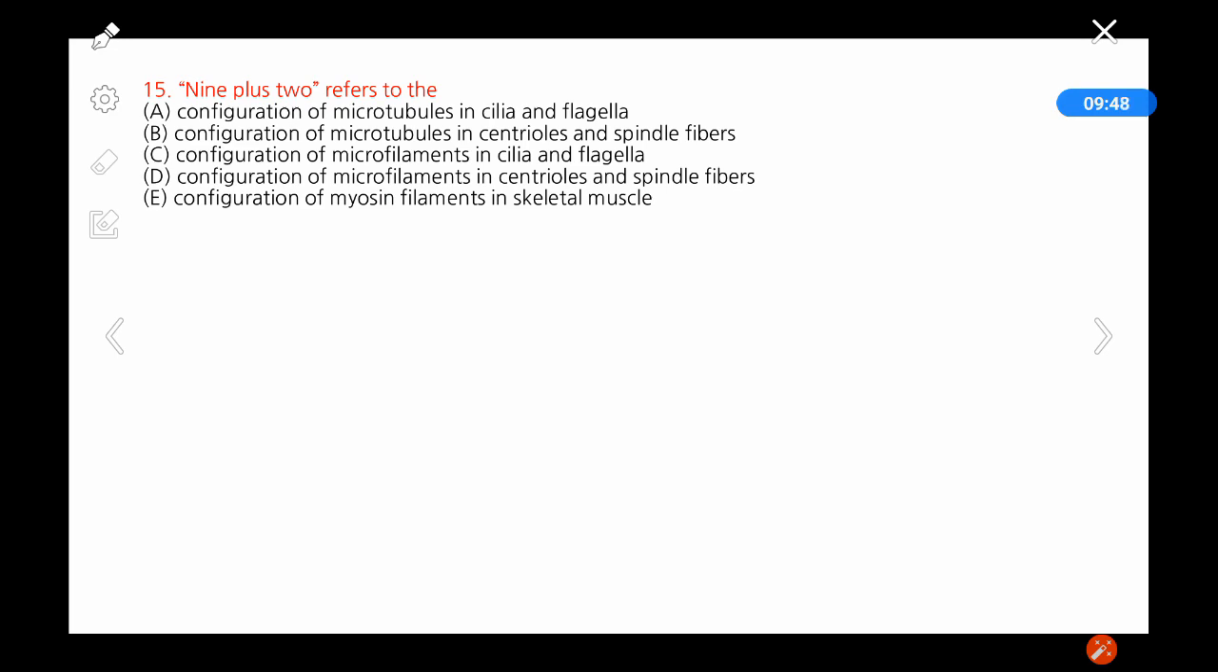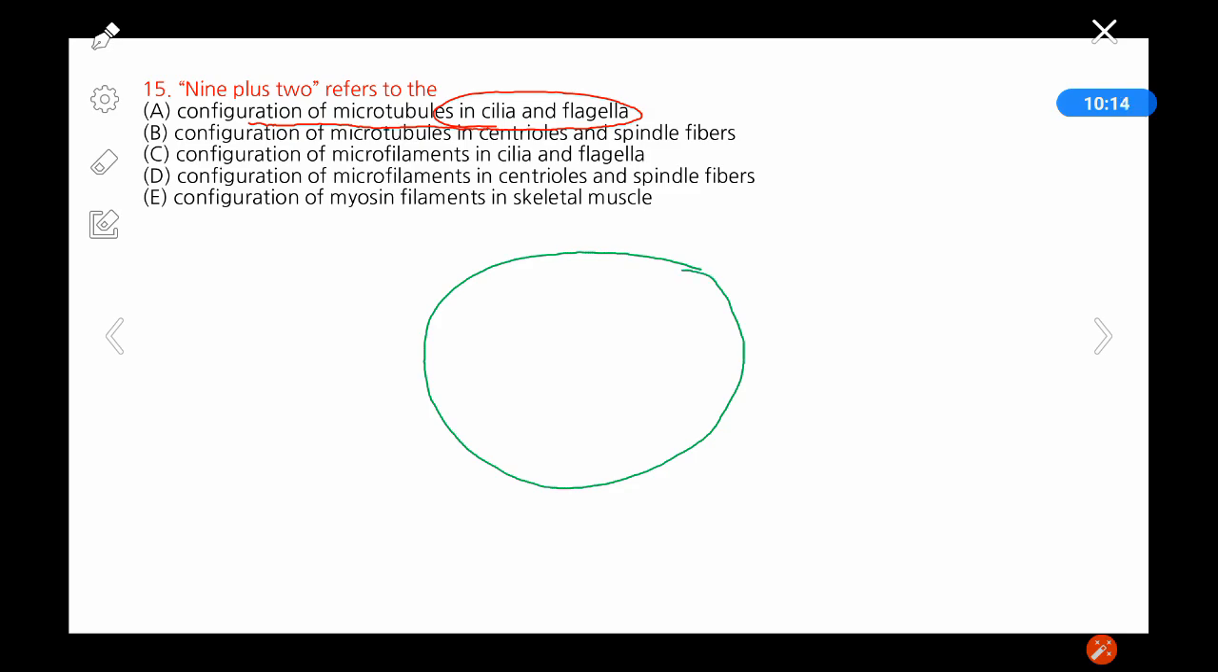9 plus 2, guys. We have this term that we are using, which is related to the configuration of microtubules in the cilia and flagella. Okay, but let me explain what we mean by the 9 plus 2. It means if we take a cross section of the cilia and flagella, we can find 9 pairs. This first pair, second, third, fourth, fifth, sixth, seventh, eighth, and 9. We have 9 pairs of microtubules that are found in the peripheral region, with 2 single microtubules in the center.